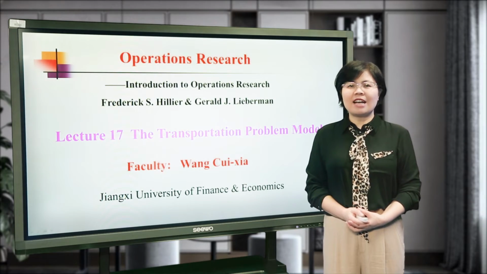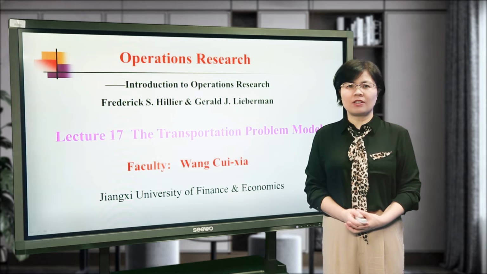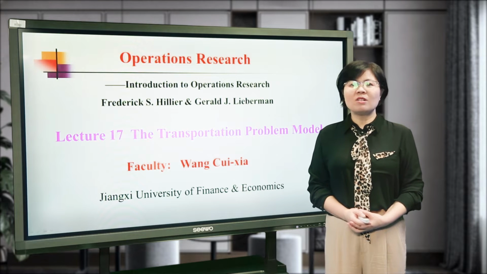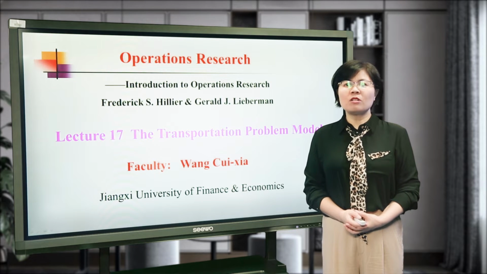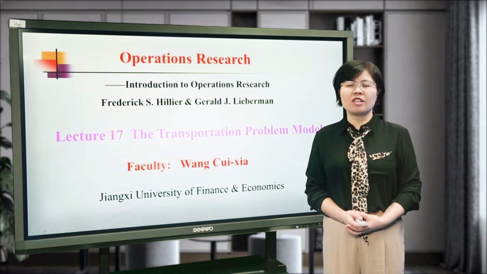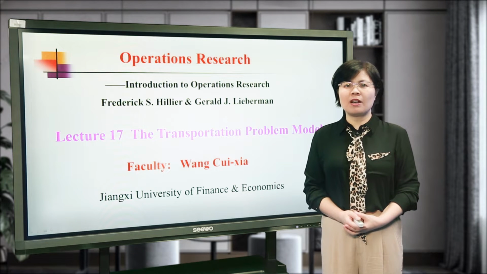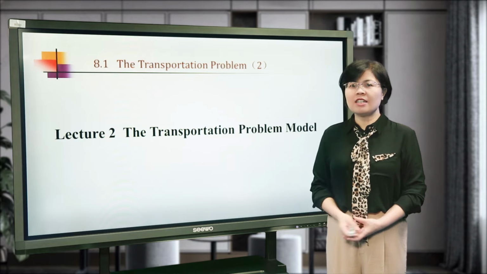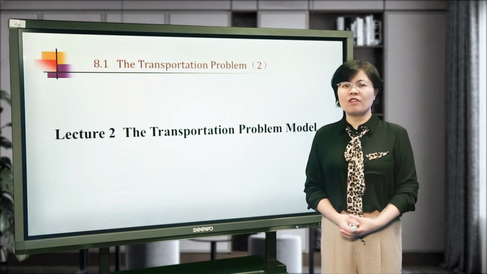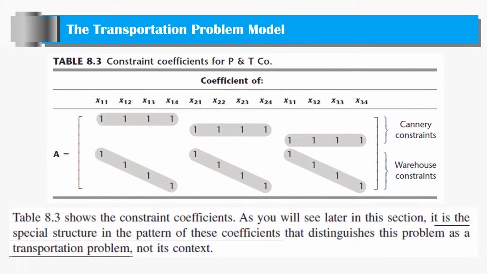Okay, let's start today's lecture. All right, so last time we saw a prototype example of the transportation problem, the P&T company distribution problem, and we found the constraint coefficient of it has a special structure, which is shown like this.